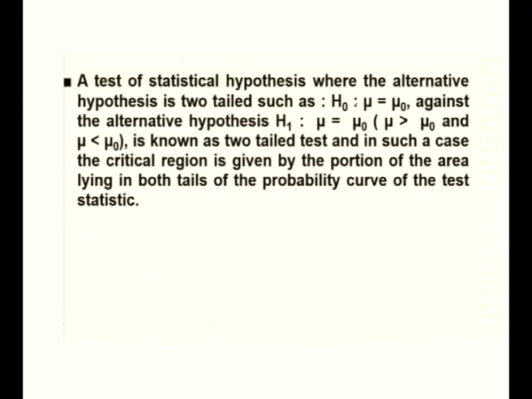So, a test of statistical hypothesis where the alternative hypothesis is two-tailed, such as H0: mu is equal to mu naught against the alternative hypothesis H1: mu not equal to mu naught, where mu is greater than mu naught and mu less than mu naught, both are possible in some cases, is known as a two-tailed test. In such a case the critical region is given by the portion of the area lying in both tails of the probability curve of the test statistic.